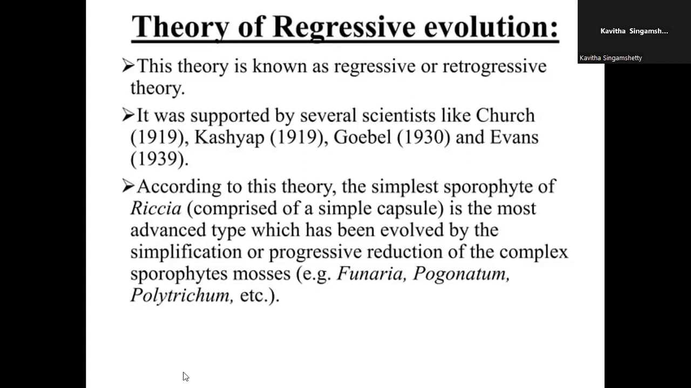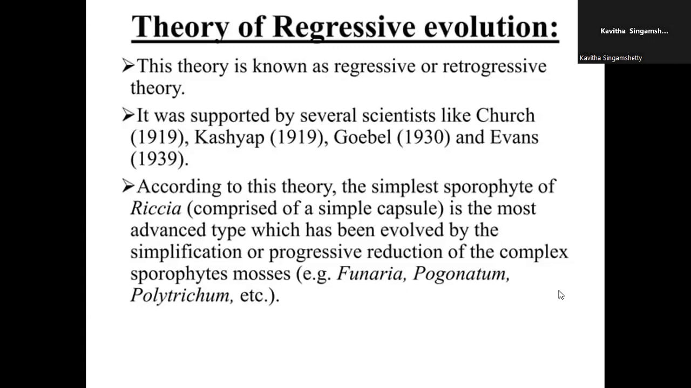Here, look, in Riccia there is most of the fertile tissue. There is much sporogenous tissue present in Riccia, the primitive form. So as there is much fertile tissue, these forms are considered to be the advanced form. And it was believed that Riccia, the advanced type of sporophyte, has been evolved by the progressive reduction in the complexity of the sporophyte.